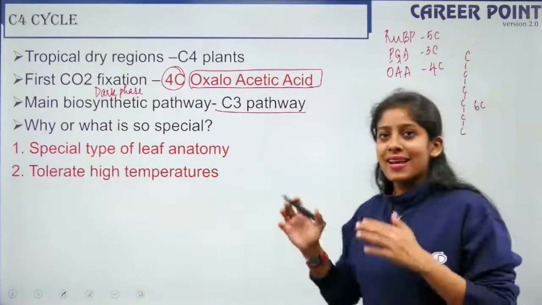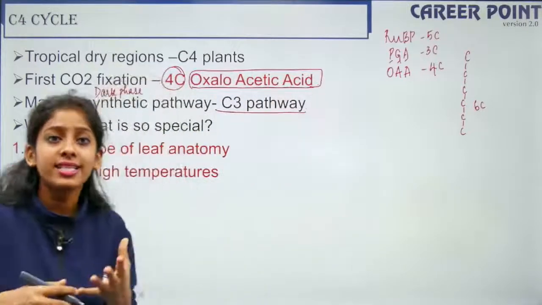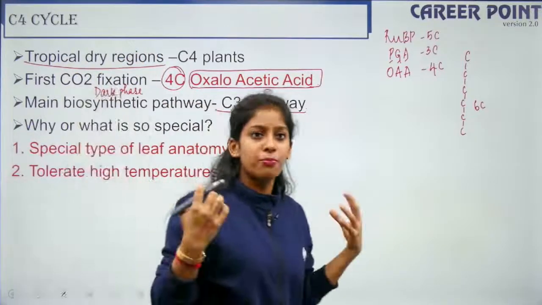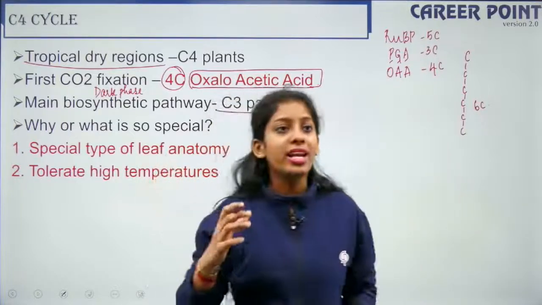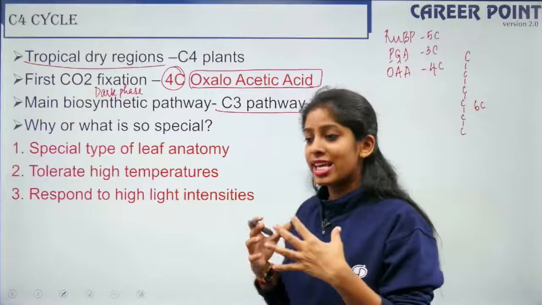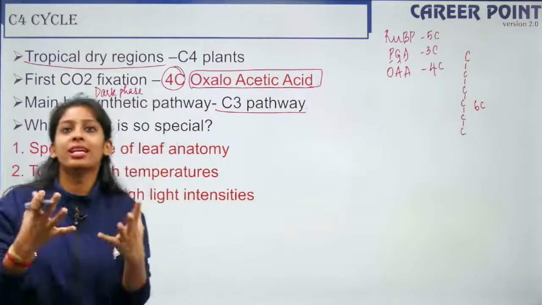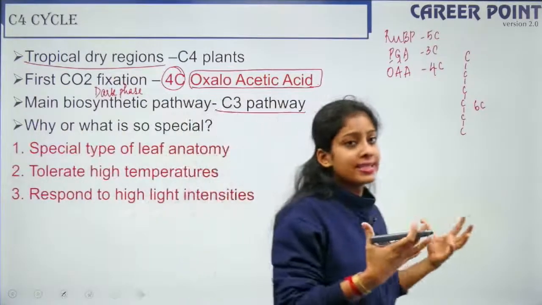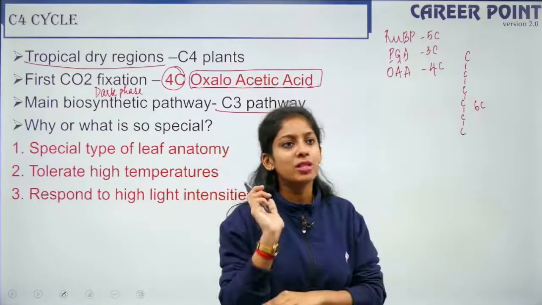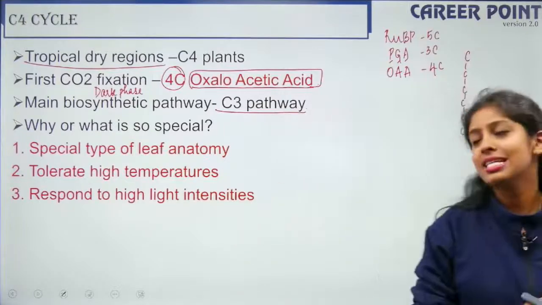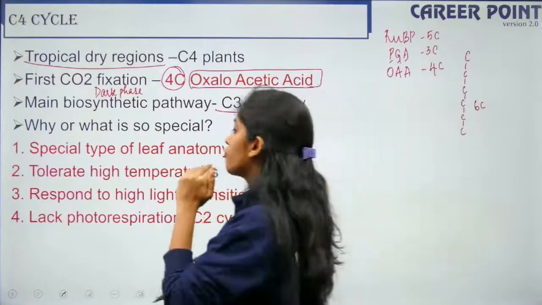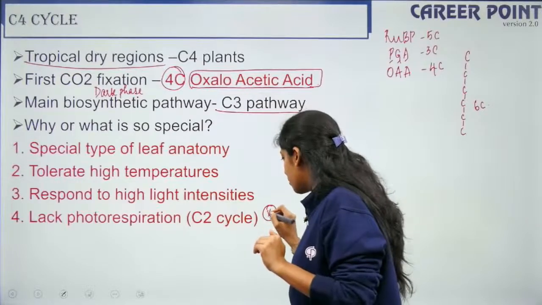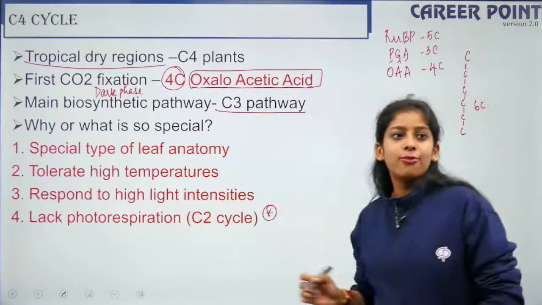The next one is these C4 plants can tolerate high temperature. So when I said they live in tropical dry regions, it is understood. Dry means you have high temperature and less water, right? So they can tolerate extremely high temperatures. The third one is, if they are in high temperature, it means more sunlight is falling. So they are able to respond to high light intensities. At high light intensity, the photosynthetic rate increases only up to a certain point, but they still respond to high light intensities. The fourth one is they do not have photorespiration. That is the C2 cycle. As of now, keep this in check. I will explain it when I am explaining the C2 cycle. So just leave off this point.